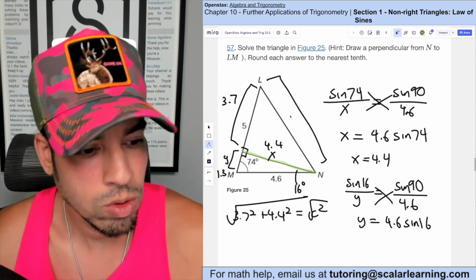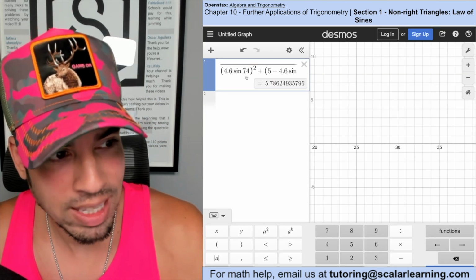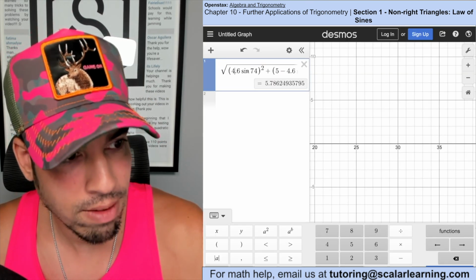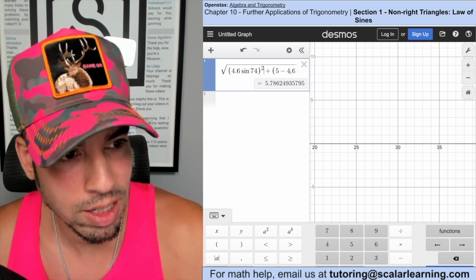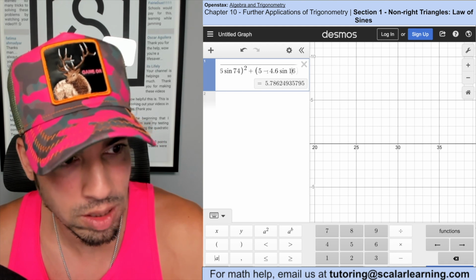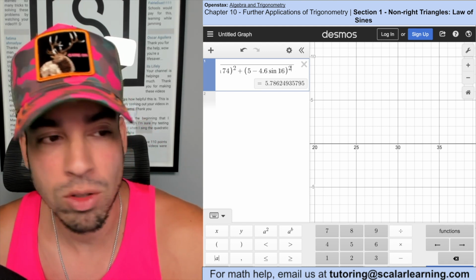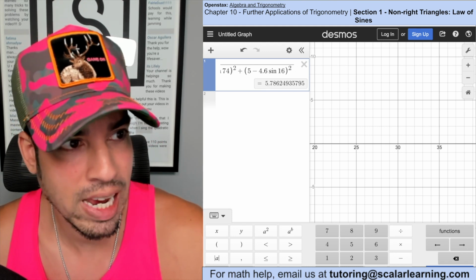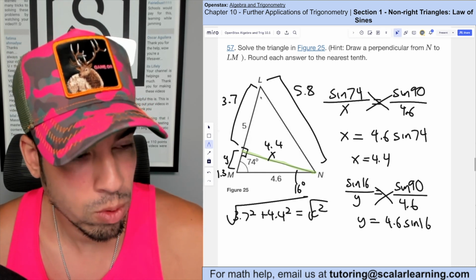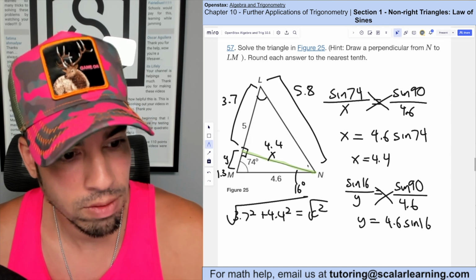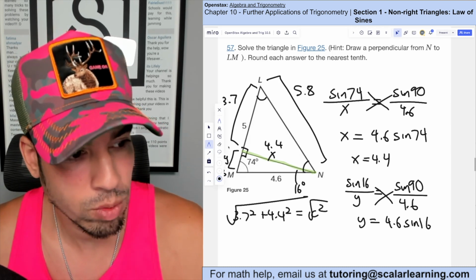Let's do that in Desmos. In Desmos, what I did is I plugged in the unrounded value. That value would be approximately 4.4, but I plugged it in exactly, and then I plugged in this one exactly, the difference of 5 and that little side squared, and we get 5.8. So LN is 5.8, and now we have to solve for the missing angles for L and then for N. So we're going to again use law of sines.